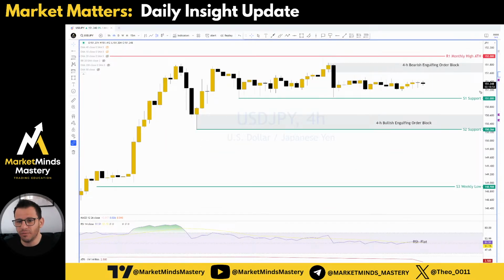On the 4-hour time frame, this 4-hour bearish engulfing order block hasn't been filled yet, but what's the important key factor here, guys? The important thing is that the price is not trending. The market moves sideways. Therefore, it has low probability. It gives low probability setups.